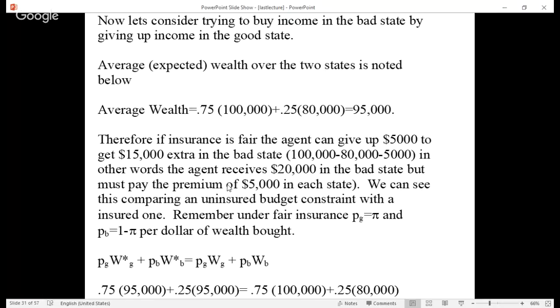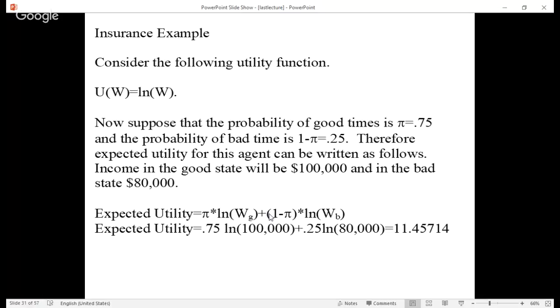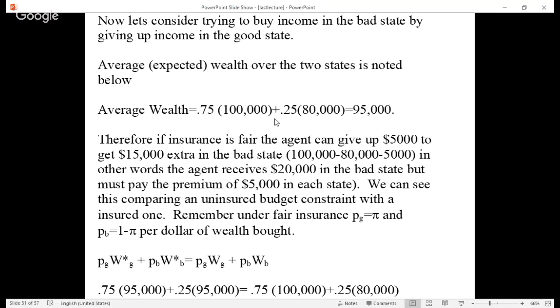If I end up in the good state, I end up losing my $5,000. But if I end up in the bad state, I get $20,000 back, or I net $15,000 because I paid $5,000 for my insurance. They gave me 20. I come out 15,000 ahead. And in both cases, 80 plus 15, I get 95,000. So my expected wealth is 95,000, which is my expected wealth if I didn't have insurance. But in this case, my wealth with insurance is certain. In other words, I get 95,000 no matter what.